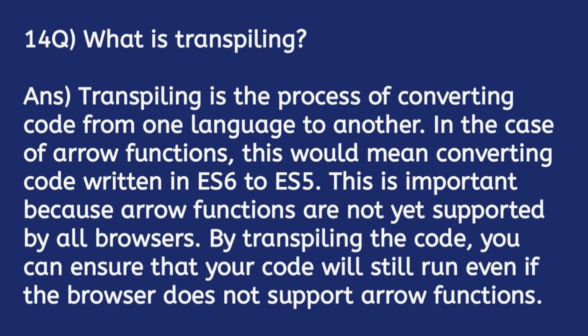What is transpiling? Transpiling is the process of converting code from one language to another. In the case of arrow functions, this would mean converting code written in ES6 to ES5. This is important because arrow functions are not yet supported by all browsers. By transpiling the code, you can ensure that your code will still run even if the browser does not support arrow functions.